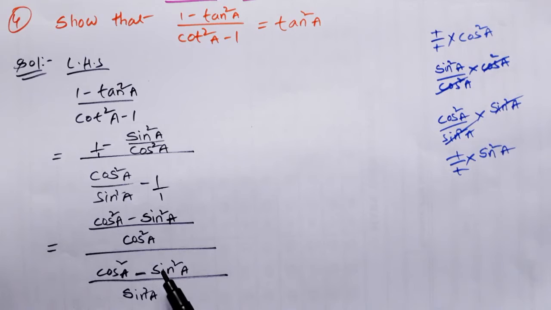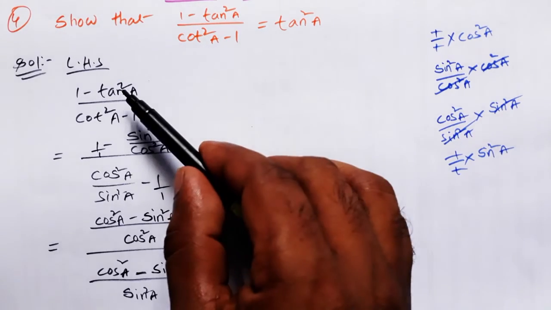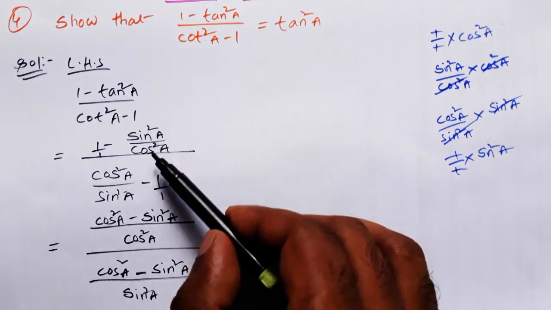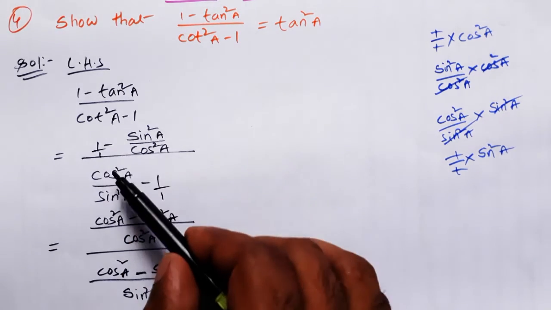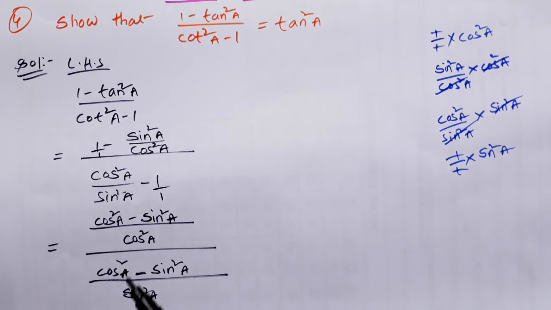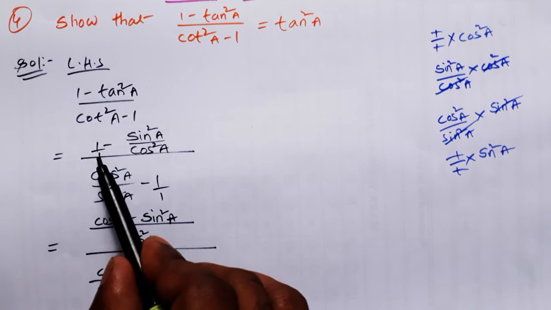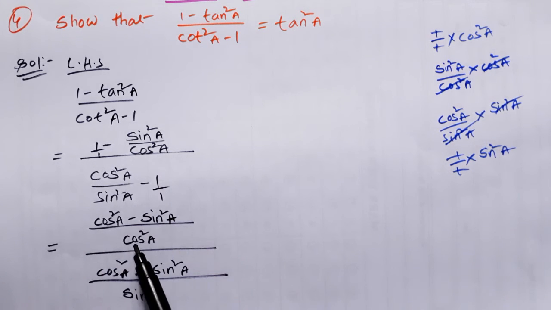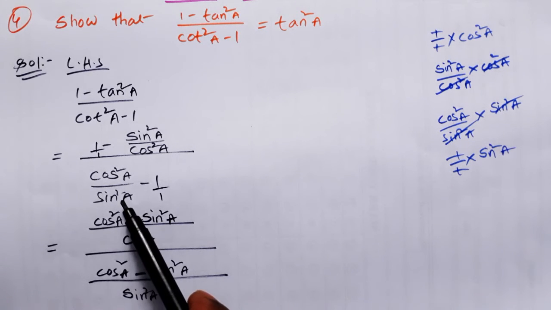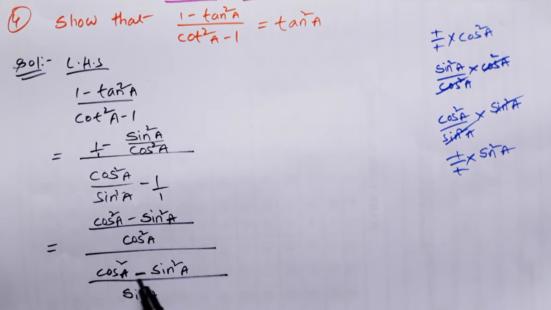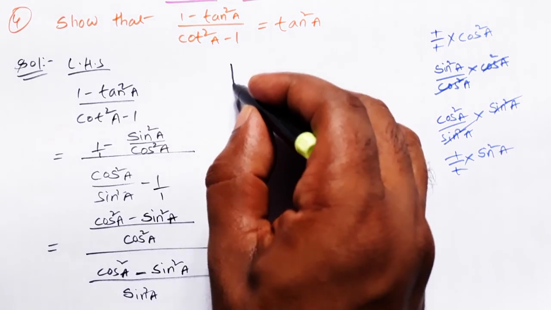This is the third step. In the second step we wrote tan square A as sin square A by cos square A, and cot square A as cos square A by sin square A. In the third step we took the LCM. For 1 and cos square A, the LCM is cos square A. Then in the numerator we get these values by using this concept. In the denominator also we took the LCM for sin square A and 1, and we got sin square A. The numerator values we got by using this. That is the third step.